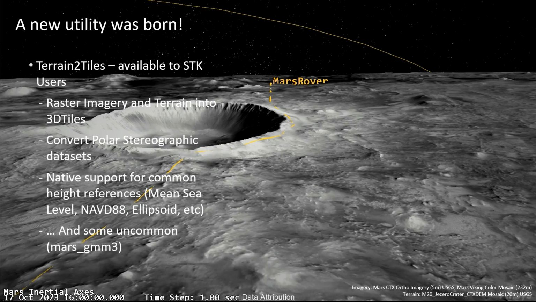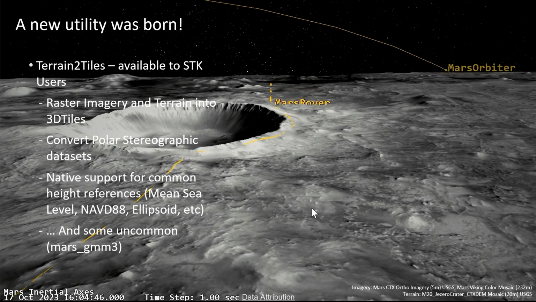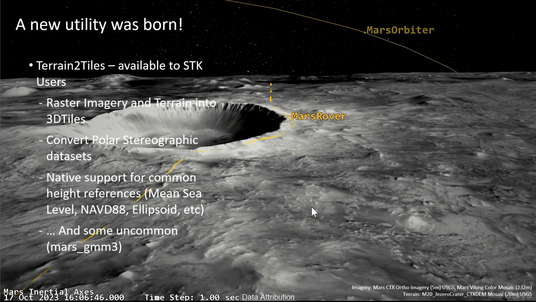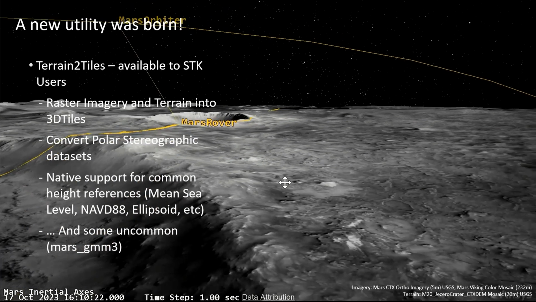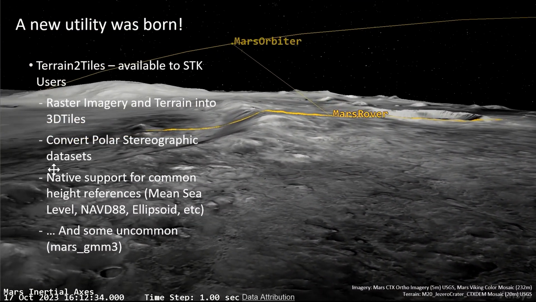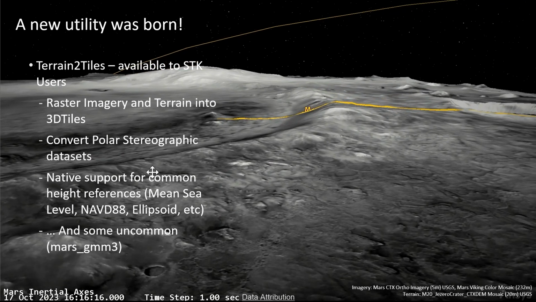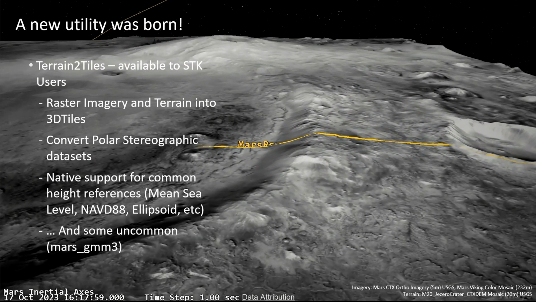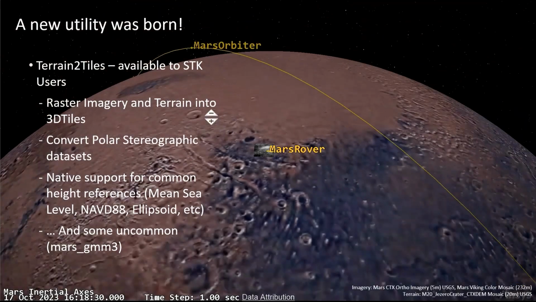We added our custom height reference, the Mars GMM3 height reference, which means for those Mars data sets that are referenced from the Mars areoid, we can easily process that terrain and pull that geometry into some of our analytical computations. You see a rover, computing access and getting obstructed by the various terrain profiles there on Mars.